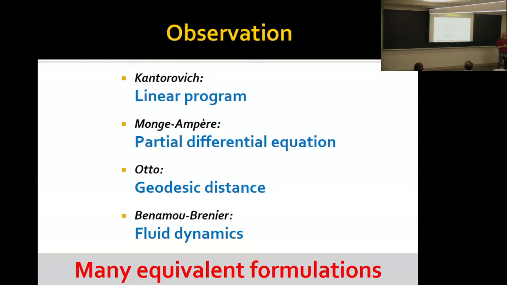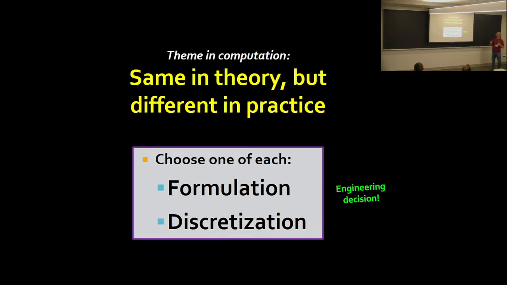But in practice, they lead to very different algorithms, right? The ways that we discretize linear programs are quite different from the ways that we solve fluid dynamical problems. And so there are some really interesting questions hiding here. These are objects that are the same in theory, but different in practice. Now, on the one hand, this can be frustrating. You have two different algorithms that look super different for computing transport. They have different approximation properties and so on. I would argue that this is somehow actually liberating.